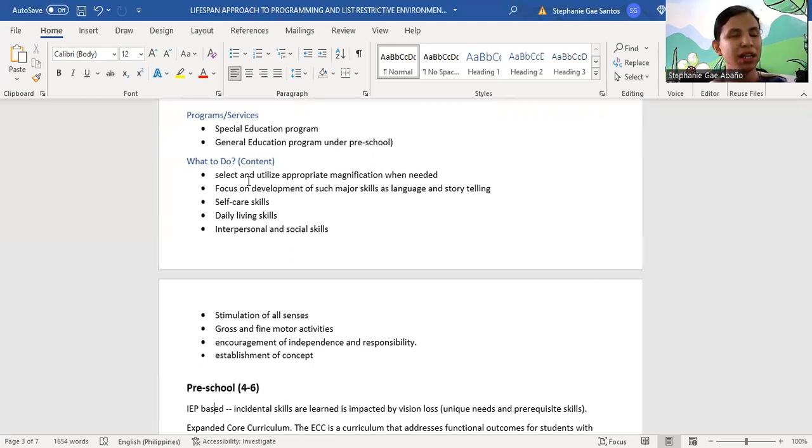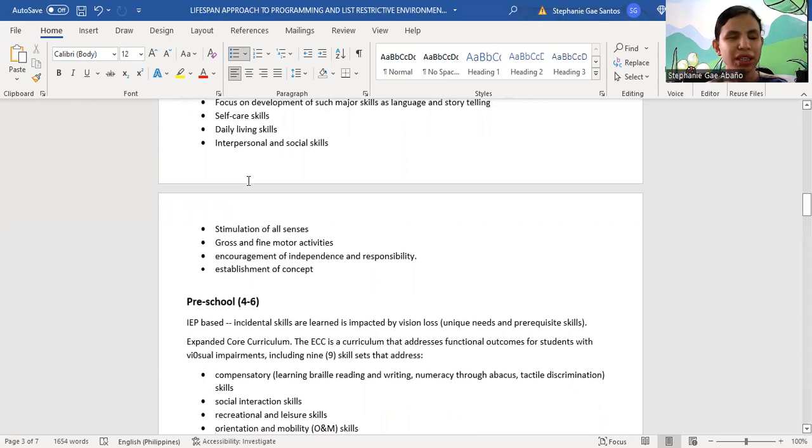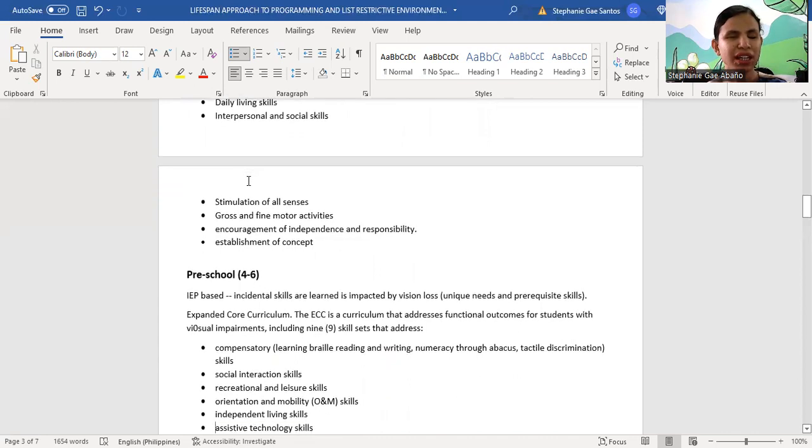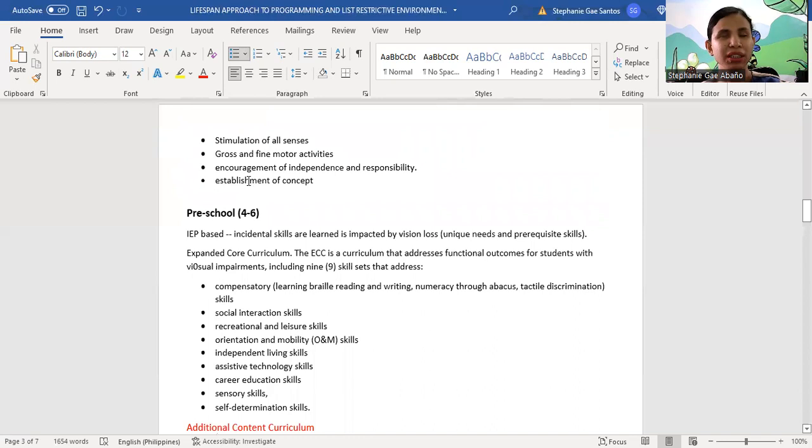And in terms of that, we have the expanded core curriculum. The expanded core curriculum, or the ECC, is a curriculum that addresses functional outcomes for students with visual impairment, including 9 areas. And what are those 9 areas? We have compensatory skills, social interaction skills, recreational and leisure skills, orientation and mobility skills, independent living skills, assistive technology, career education, sensory skills, and self-determination. So these are the primary skills that the child should develop as they grow. It is prerequisite skills. It is organized, and it is systematic, of course.